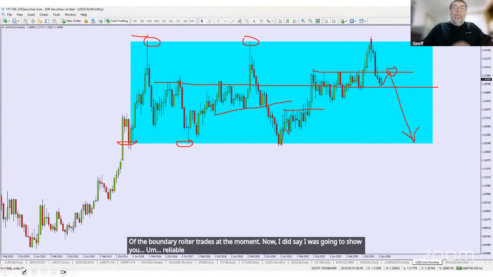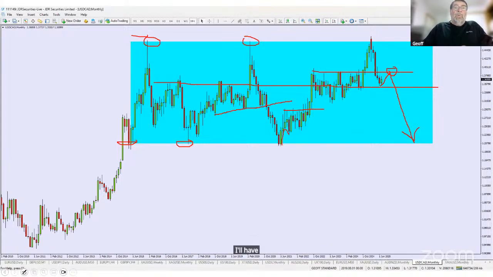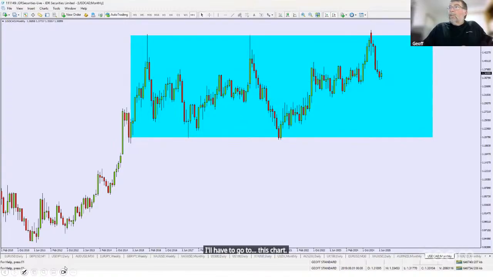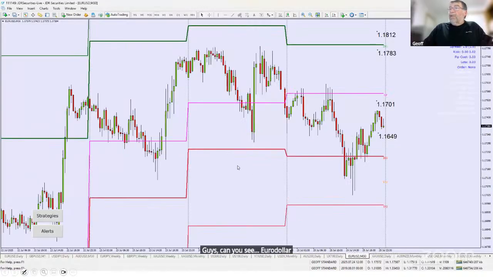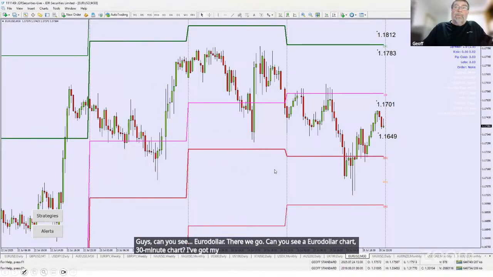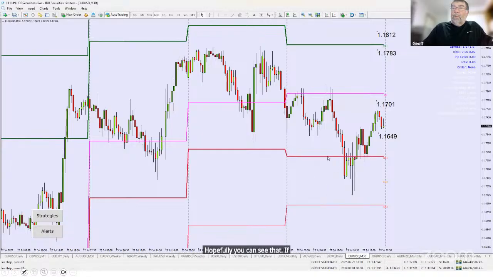Now, I did say I was going to show you reliable levels. I'll just do it super quick because we're out of time. I'll have to go to this chart. Guys, can you see euro dollar? There we go. Can you see a euro dollar chart, 30-minute chart? I've got my cursor going circle, circle, circle. Hopefully you can see that. If not, I will change. Yes, perfect. Thanks, Aidan.